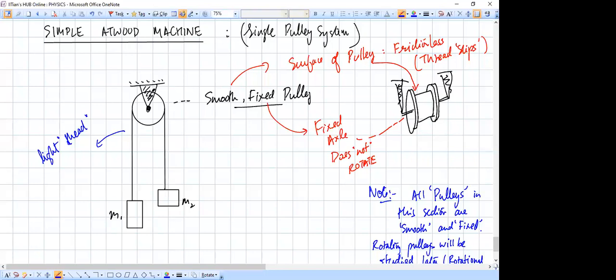The rod that goes through the axis of the pulley is called the axle. Like you have the wheel's axle, no? Like that.